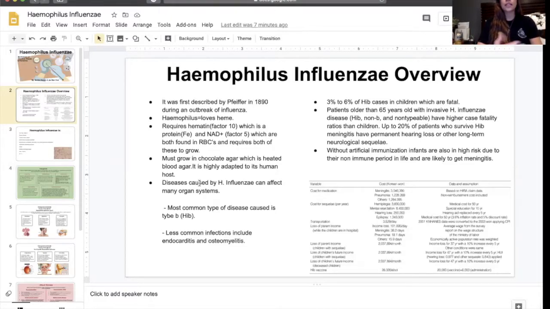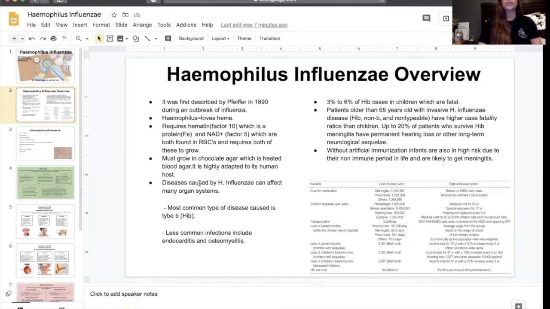And then diseases caused by H. influenzae can affect many organ systems. Most diseases are caused by type B, which is Hib, and then there are less common ones as well. Addie's going to go ahead and give you a little bit more information on that.